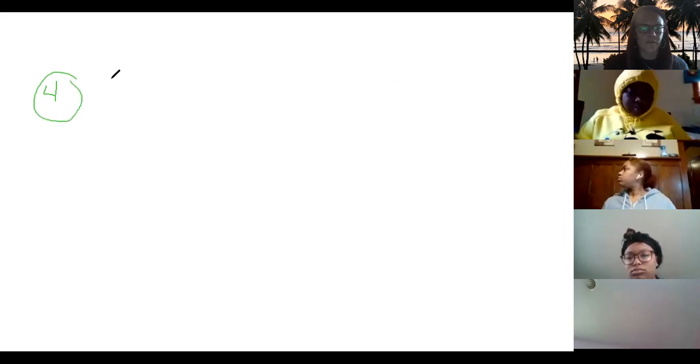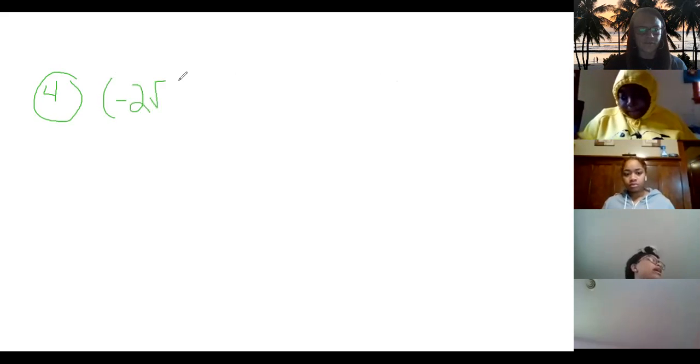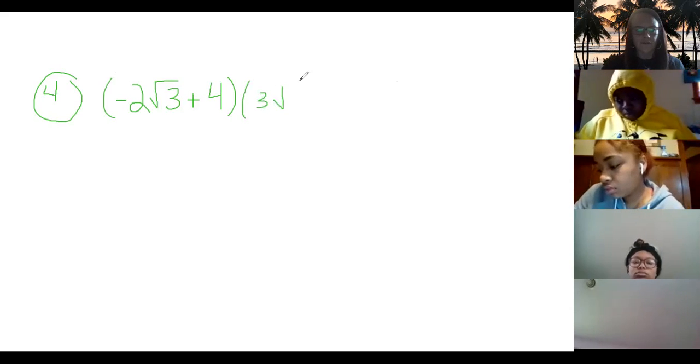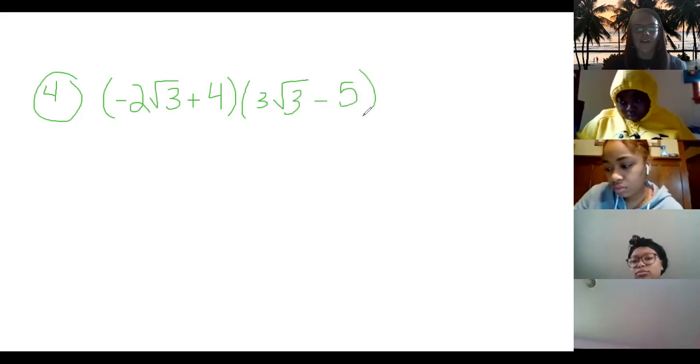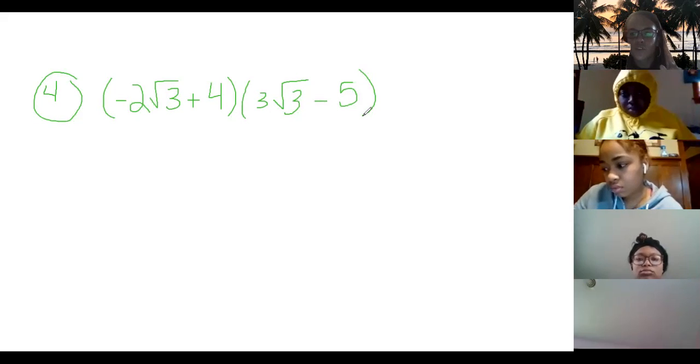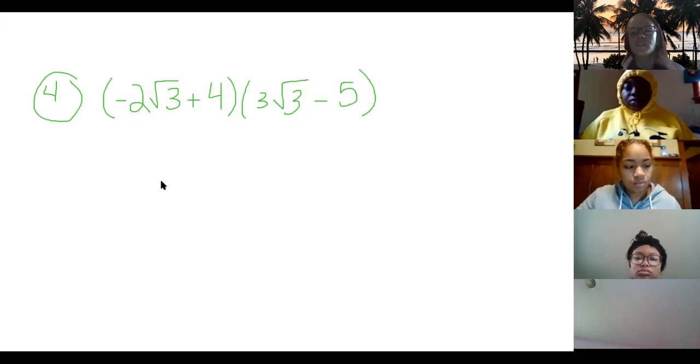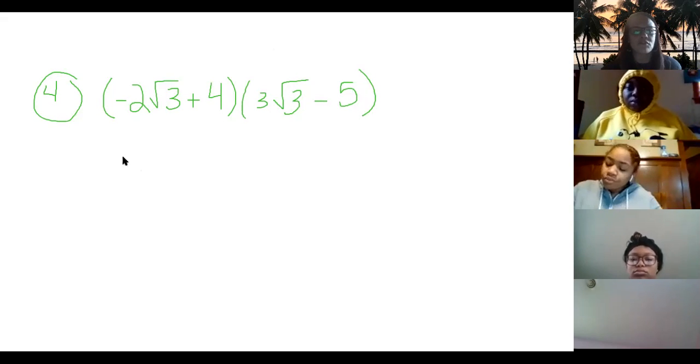All right, number 4. So FOIL, so we're going to do negative 2 square root of 3 plus 4, and then times 3 square root of 3 minus 5. So now I know I'm going to do FOIL because I have those pluses and minuses. And there's 2 terms in each set of parentheses. So my personal preference, I like to do the box method with these. It organizes myself better. You don't have to do it that way, but you can if you want to.